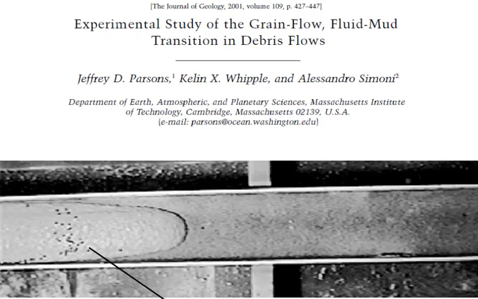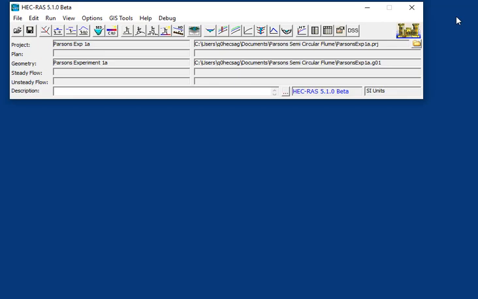series of these high concentration debris flow flume experiments through a 14.6 centimeter diameter semicircular pipe. And so we're going to demonstrate how to create a two-dimensional terrain out of that pipe. And then in the next video, we'll actually run the simulation of that high concentration non-Newtonian material.